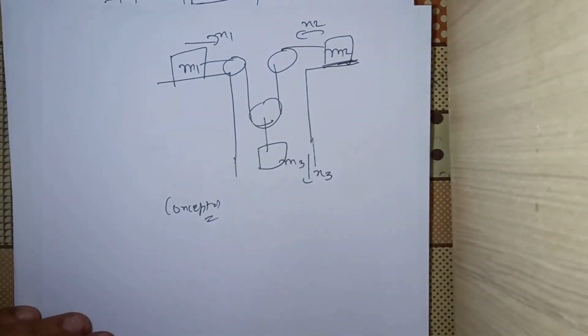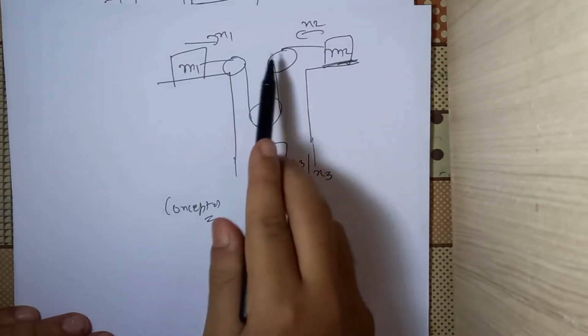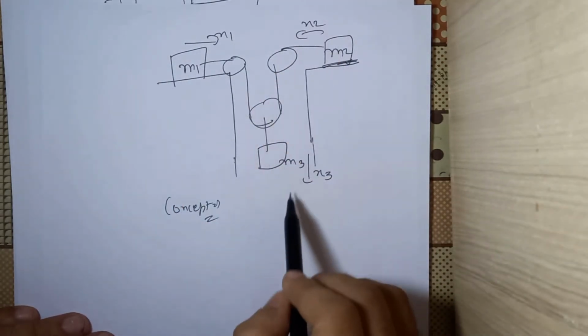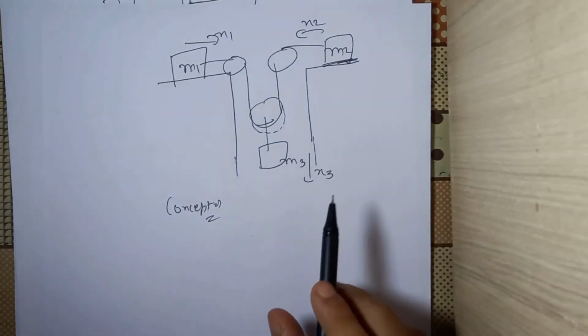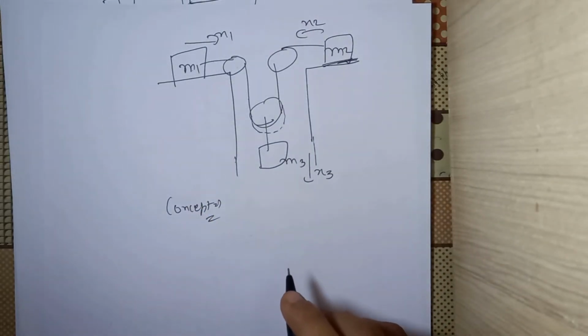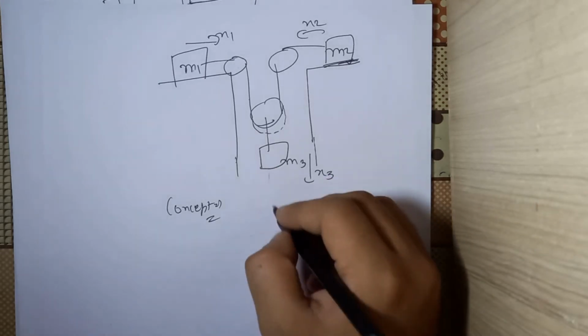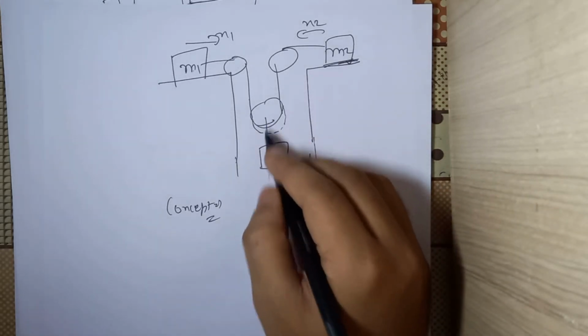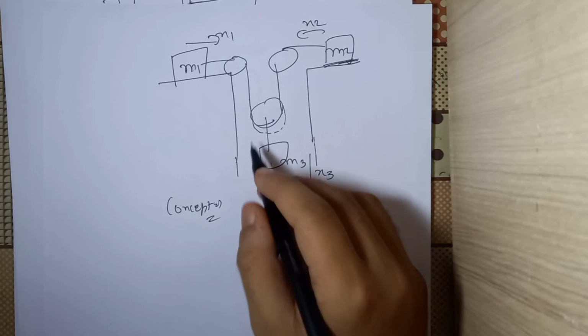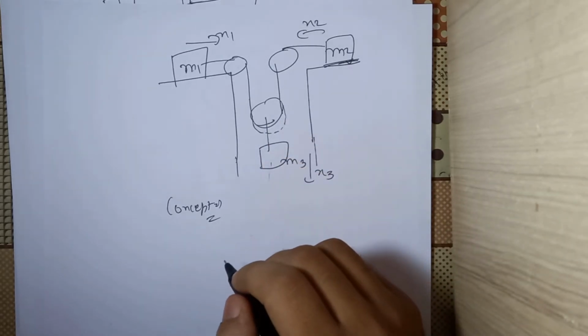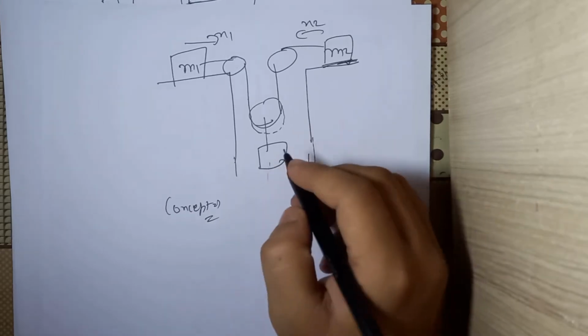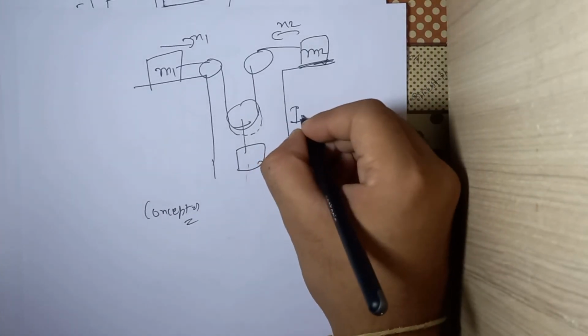So I will note the effects of the movement of x1 and x2 on x3. If m1 is moving with x1 in the right direction, you can see that m3 should move down. This pulley also should move down, and thereby m3 should move down. Now how much does this pulley move down? That is the question.